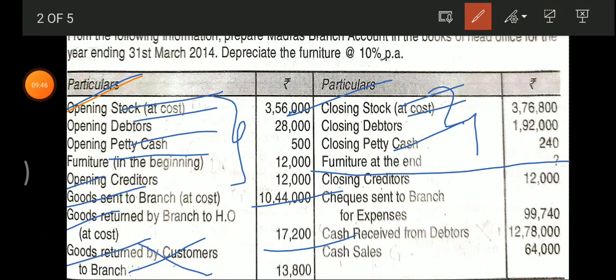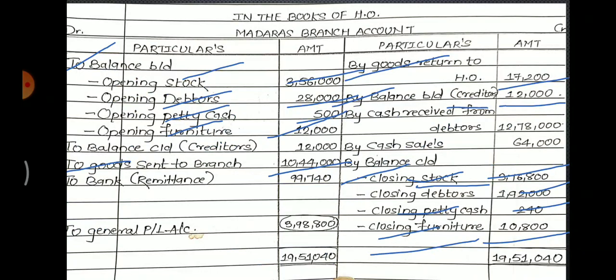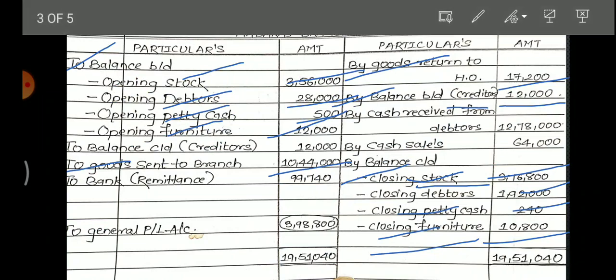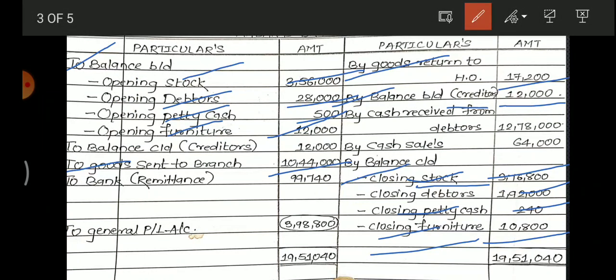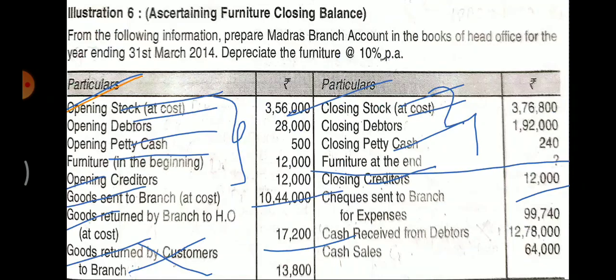Now the next one is closing creditors. Creditors closing will go on the debit side, that is 12,000. Opening and closing creditors are both the same, but since it is closing, we are supposed to use the words carried down, amount rupees 12,000.